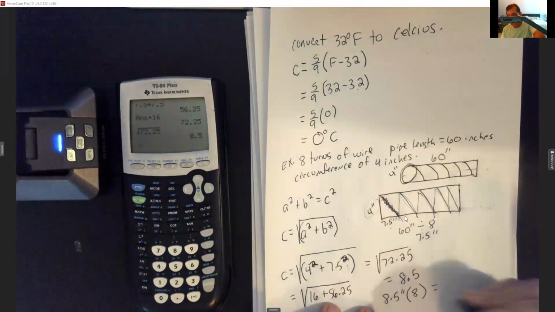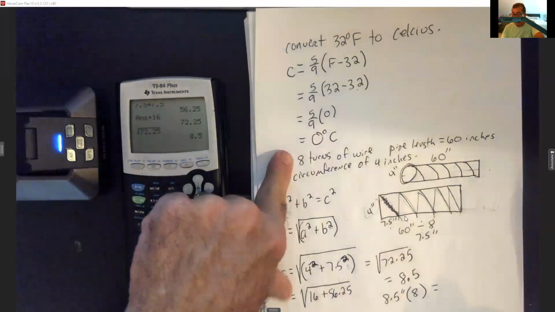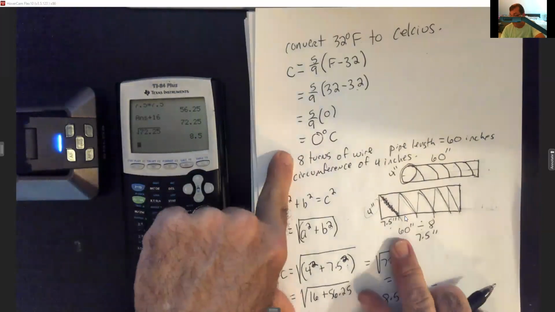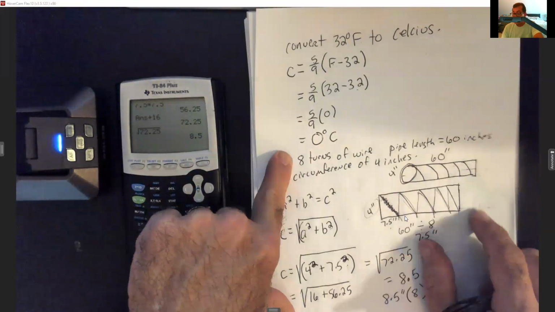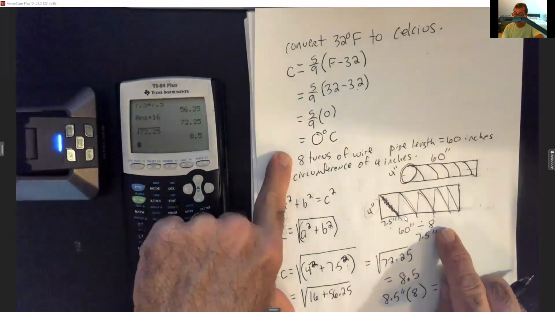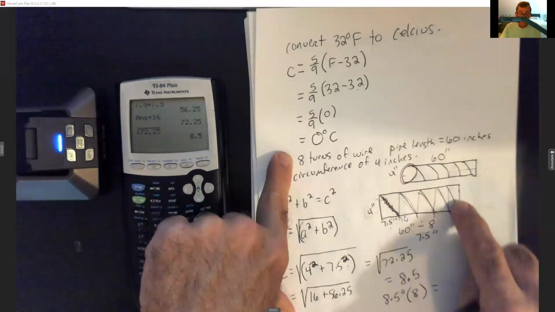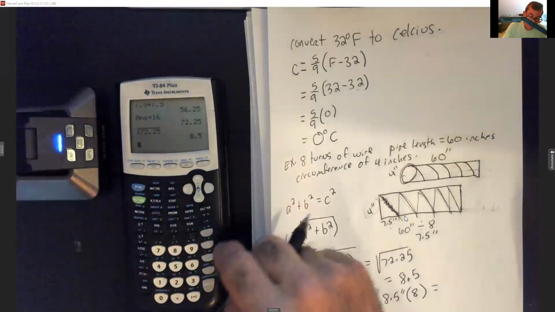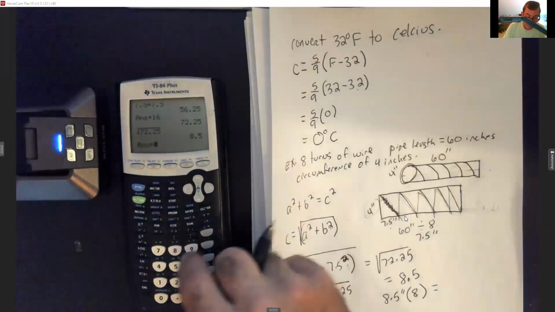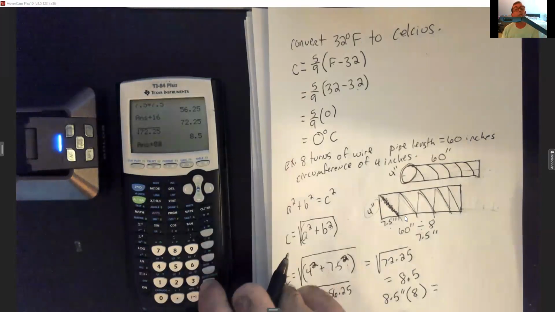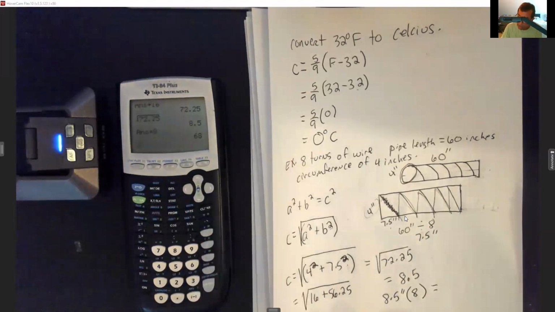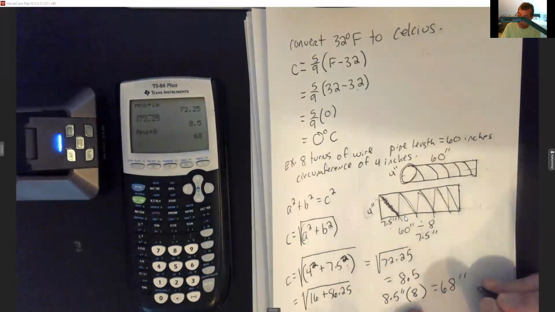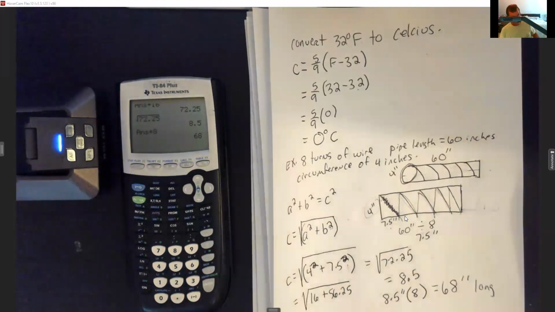So however many turns you have is what you divided that length by to get each section. So now we got to compensate that we did have the 8 sections. So 8.5 times 8 gives me a total length on my wire of 68 inches long.